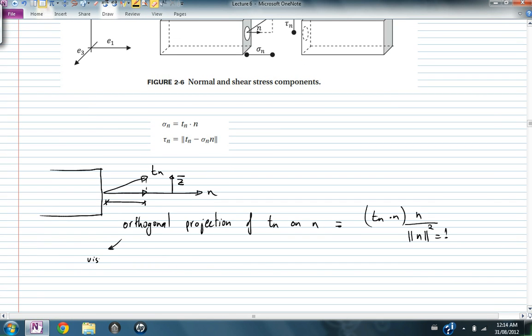So we visited orthogonal projection in the first two lectures. Now this Tn dot n, I call it sigma n, which is the normal stress on the surface.